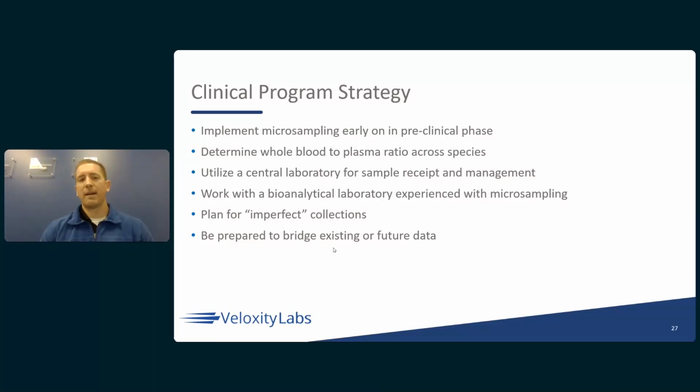So having a central lab that can collect all these samples in an intelligent way and then distribute them to the lab for analysis in batches of samples that make sense is going to make data reconciliation much easier and allow you to know of discrepancies early on. Maybe you need to replace a patient or a subject, things like that. Also work with the BioA lab that's experienced with this.